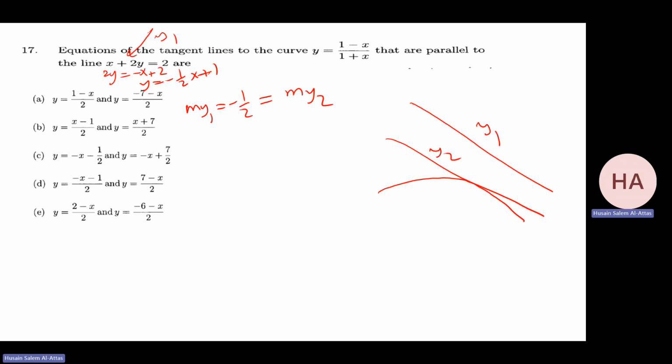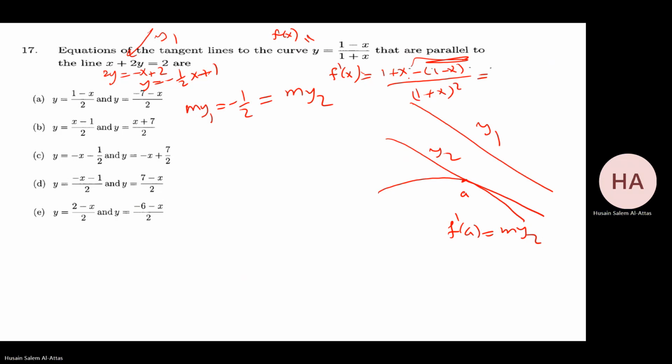The slope of y1 is minus half, which is equal to the slope of y2, since they are parallel to each other. I know for this point A, f prime at A is equal to the slope of y2. How to find f prime? This is called f of x. So I have f prime at x is what? 1 plus x minus 1 minus x over 1 plus x squared.